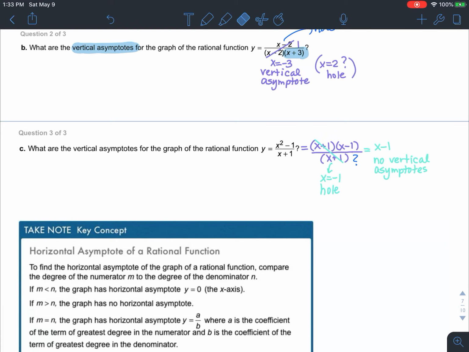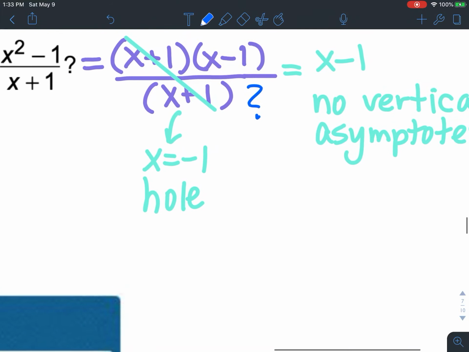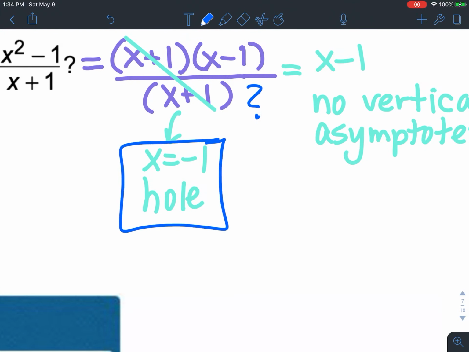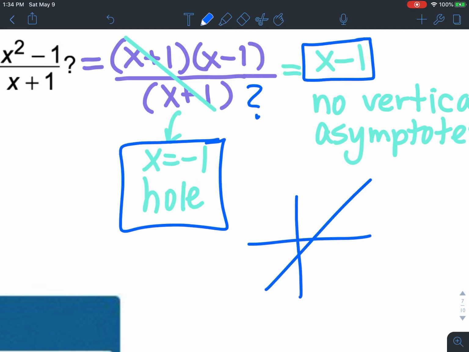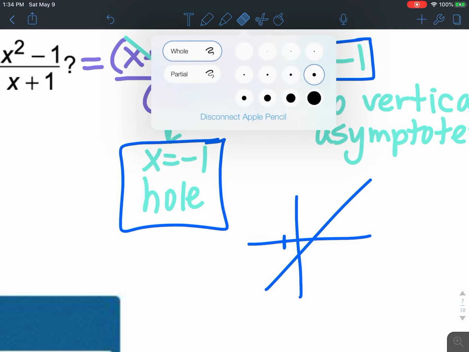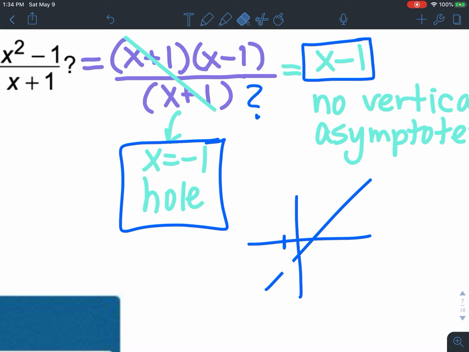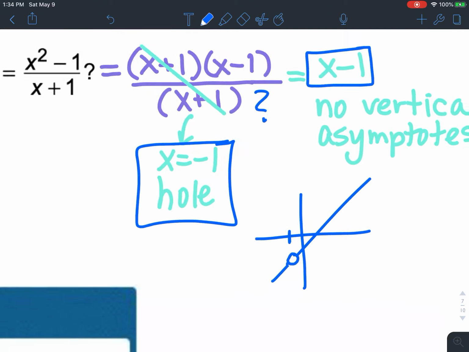If there's nothing left on the bottom, then there are no vertical asymptotes. It's not continuous because there's still this hole, but it's not continuous and there's no vertical asymptote. If this simplifies to x minus 1, then this is a line that looks like this, right? It's just a line. But at negative 1, there's a hole. And we show a hole by literally putting a hole there. I mean, really, there's just nothing there, but it's emphasized nothingness.